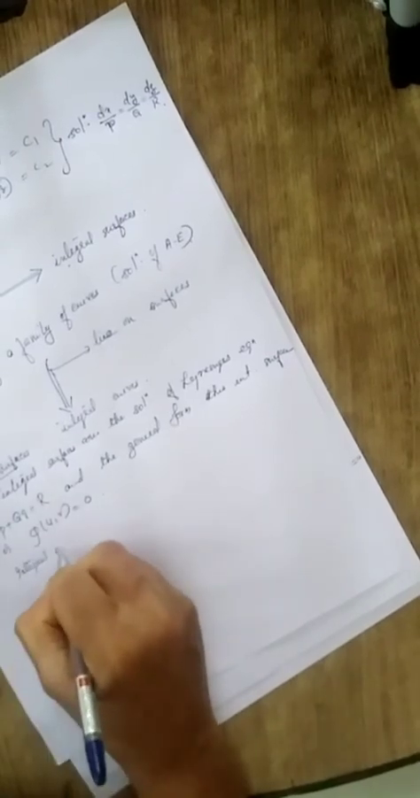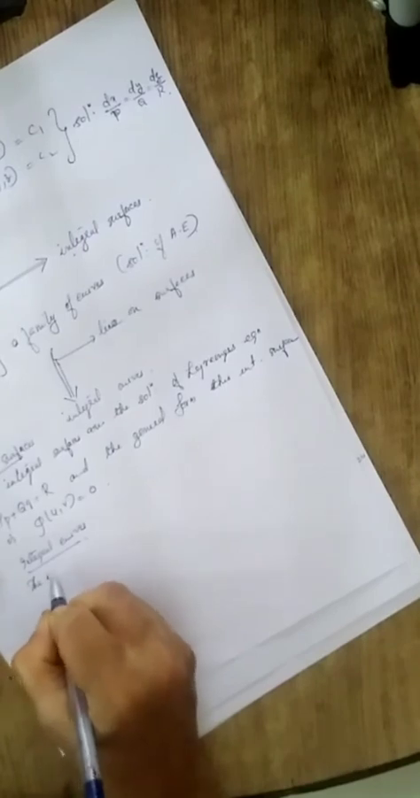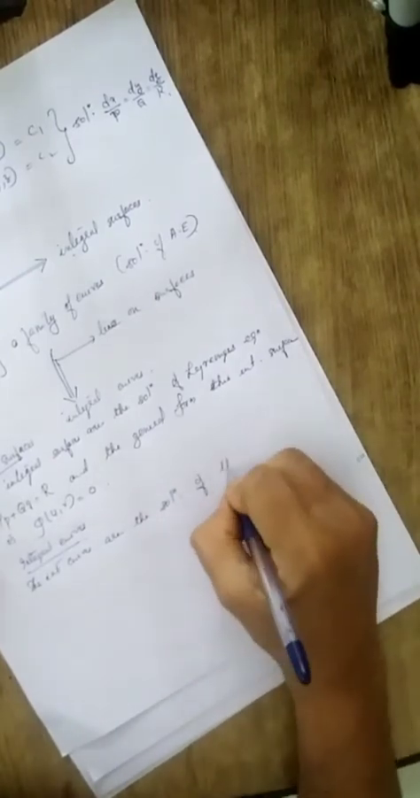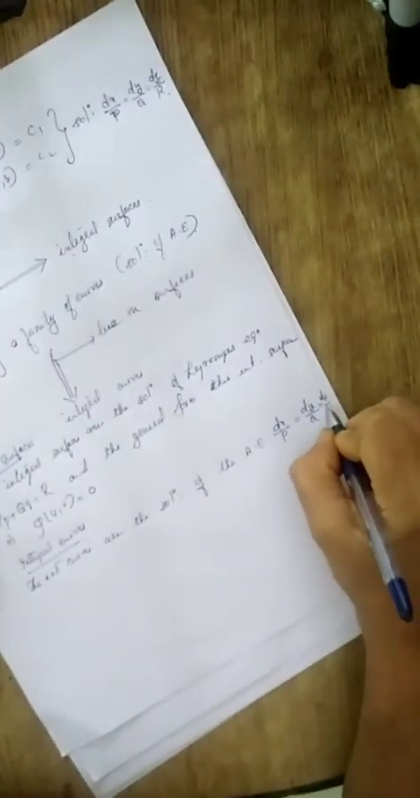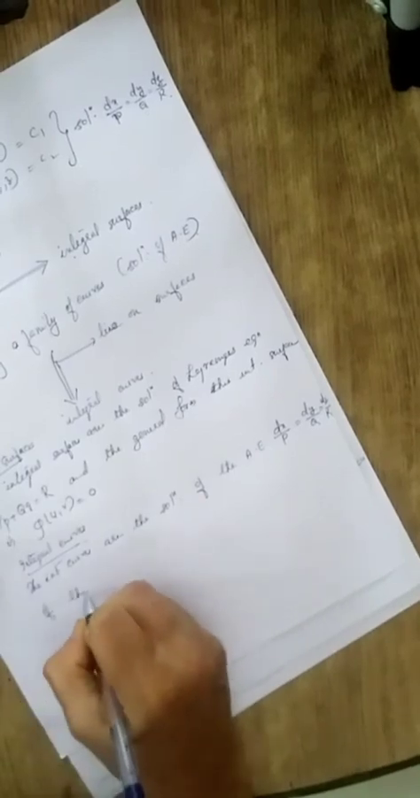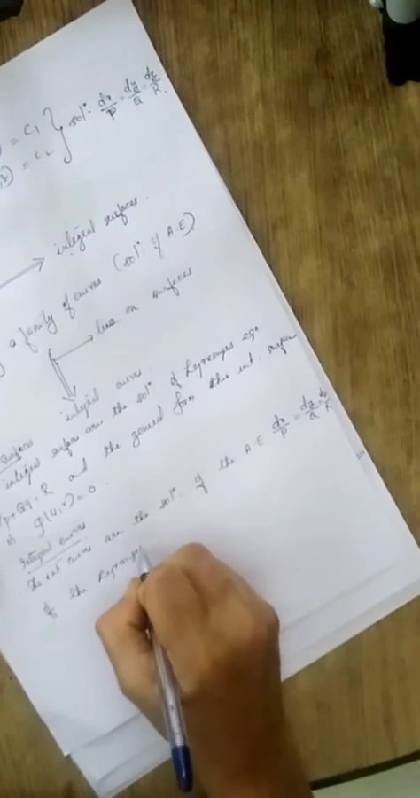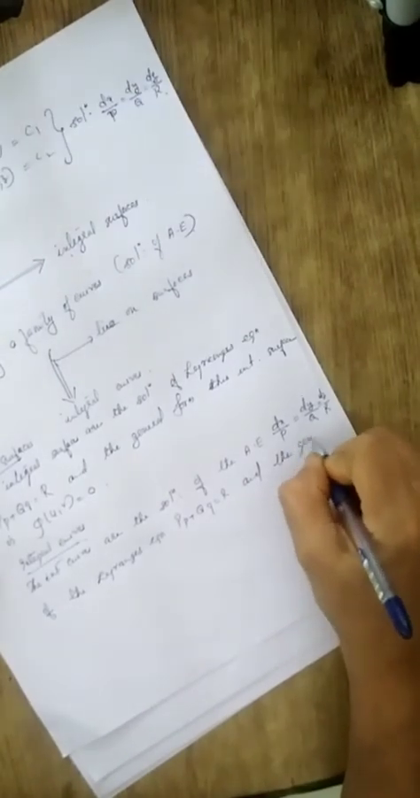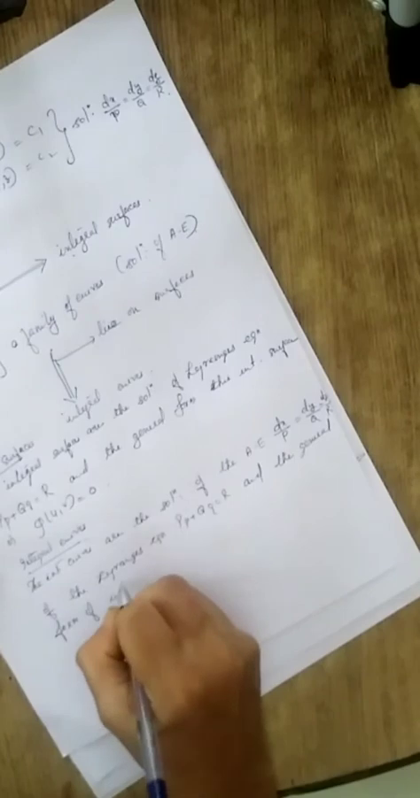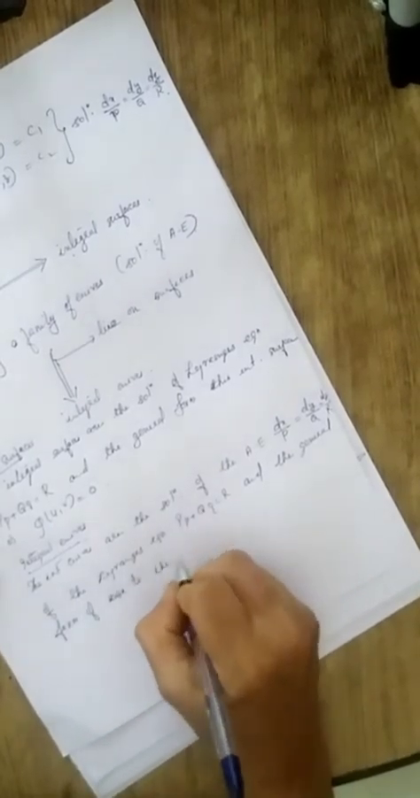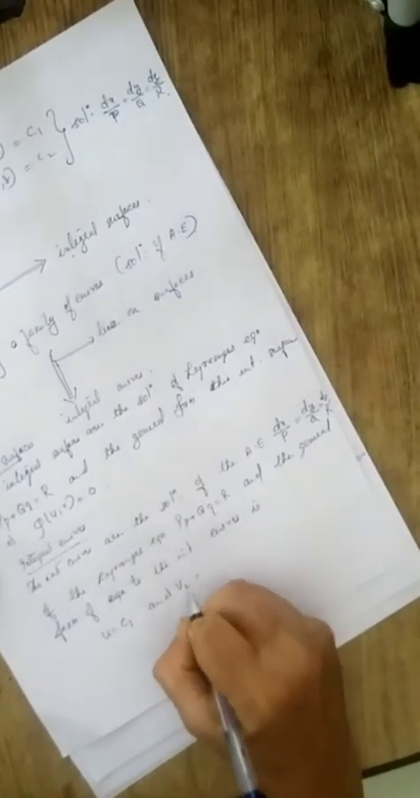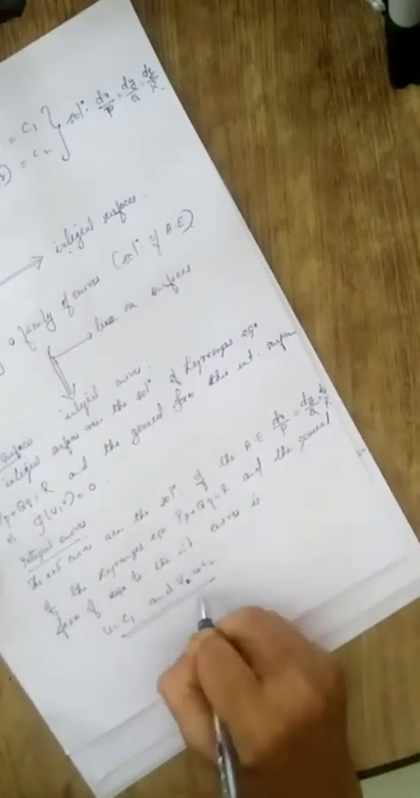Next we write the definition of integral curves. The integral curves are the solution of the auxiliary equation dx by P equal to dy by Q equal to dz by R of the Lagrange's equation Pp plus Qq equal to R, and the general form of the equation to the integral curves is u equal to c1 and v equal to c2.